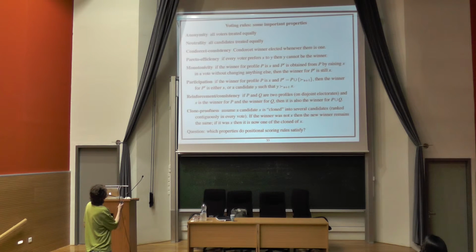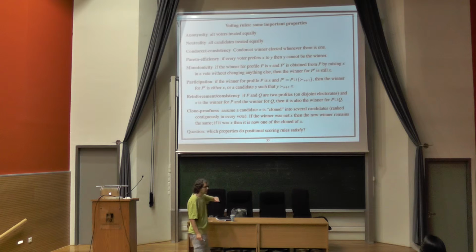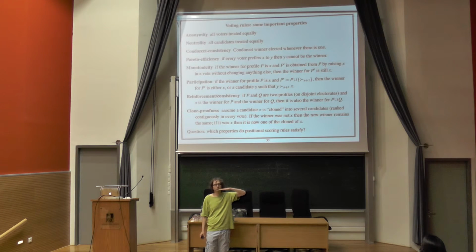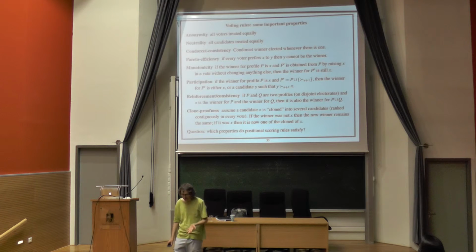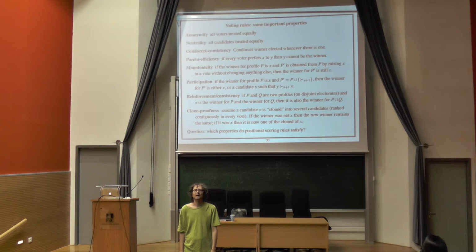What about monotonicity? Remember, positional scoring rules are those rules defined by scores. We have a vector of scores. For each rank, we have a different score, and the scores are non-increasing. Suppose we have a winner and you move this winner up in one of the votes. Will it remain the winner? Who thinks that it is a yes? Who thinks it is a no?